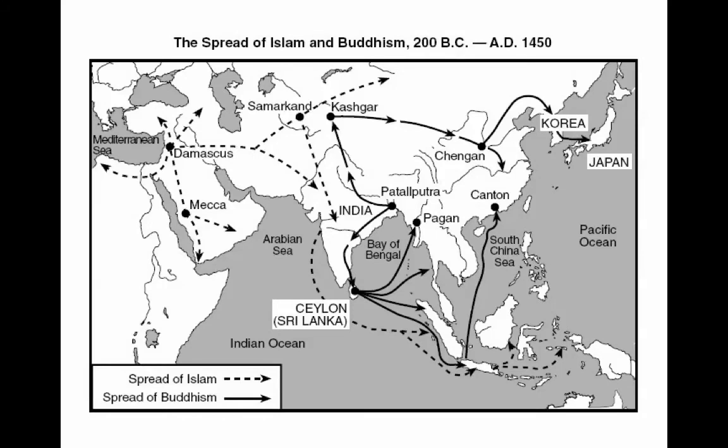So here I've got a map where you can see the spread of Islam and of Buddhism. Notice it's mostly in trading areas. So up here, this kind of mirrors the Silk Roads. Down here, you've got it expanding across the Indian Ocean. This would have been where Indian Ocean trade is going on.